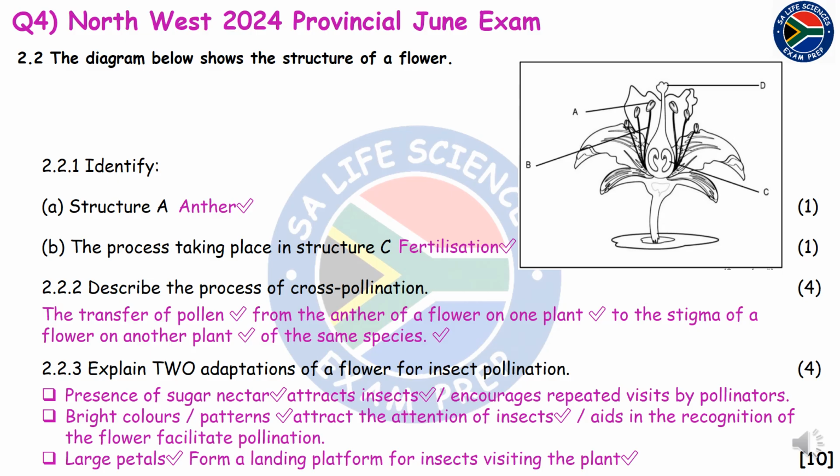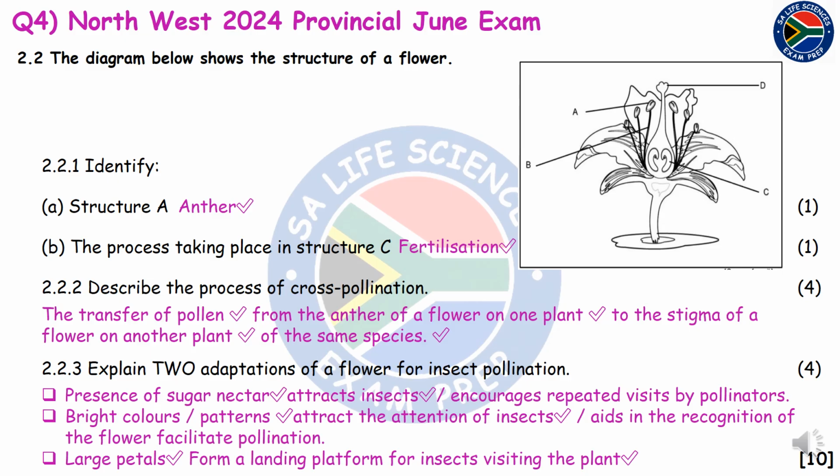The first mark is for defining pollination. So pollination is the transfer of pollen. The second mark is for stating where this pollen comes from. So pollen contains the male gamete, and because it contains the male gamete, it must come from the male reproductive organ, which is the anther. So it is the transfer of pollen from the anther of a flower of one plant.